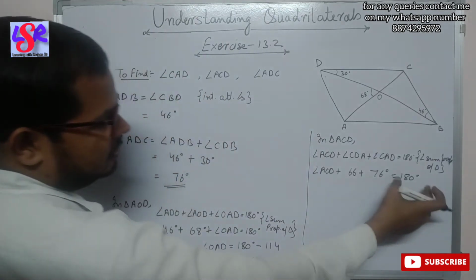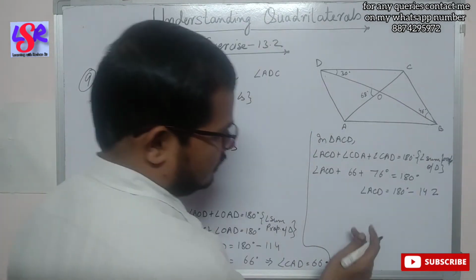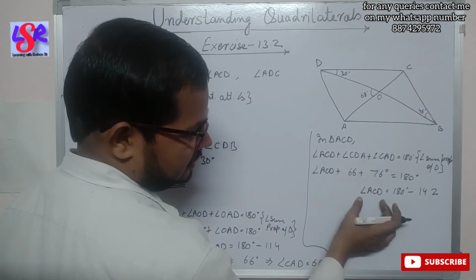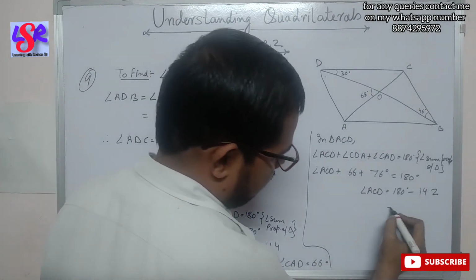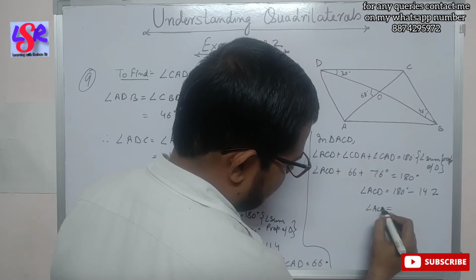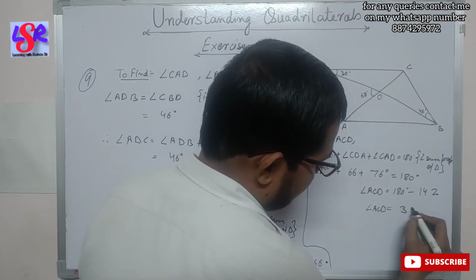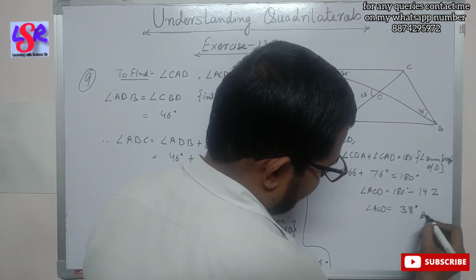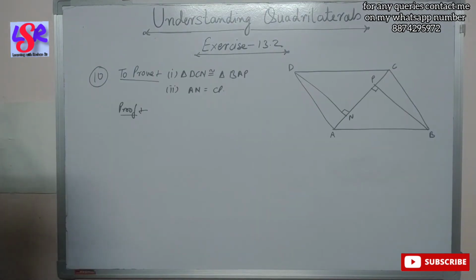Then we are going to transpose these two to the other side, and we get angle ACD equals 180 minus 142. That is, angle ACD equals 38 degrees as the answer. Now let's see question number 10.